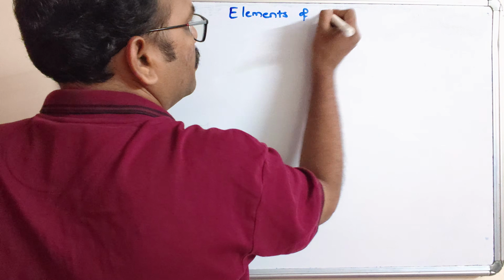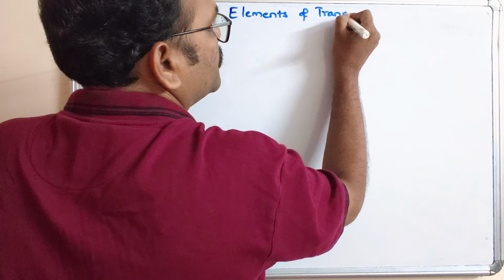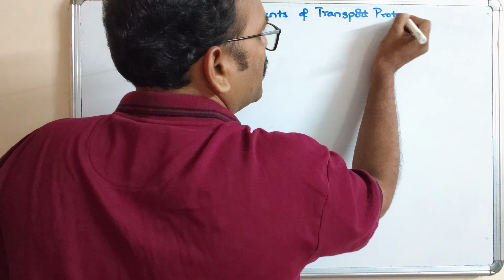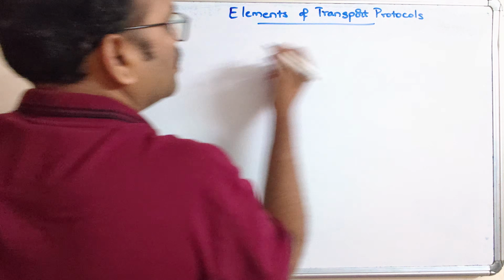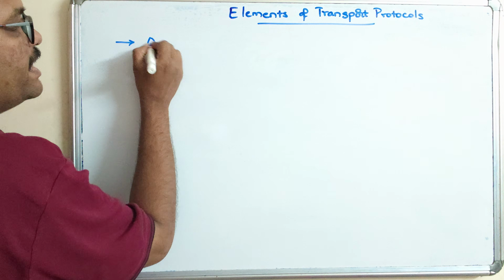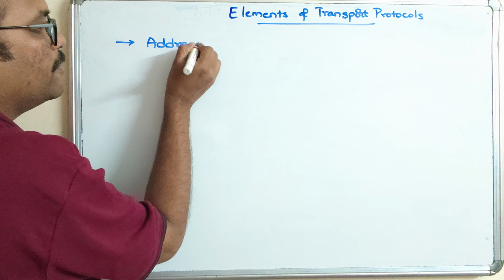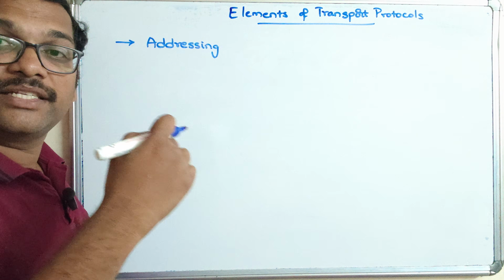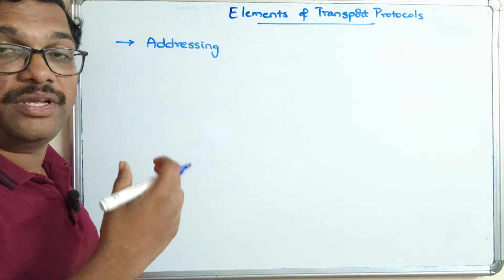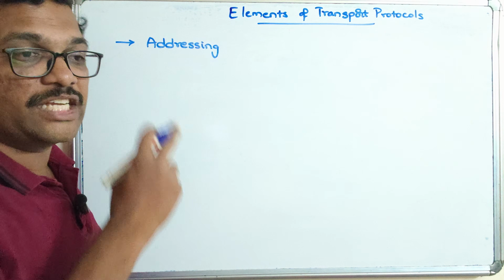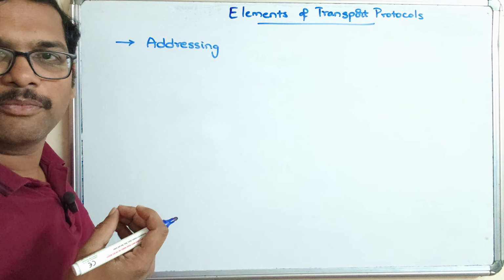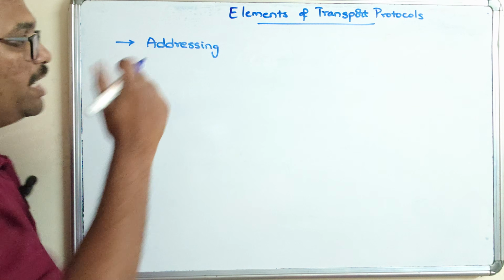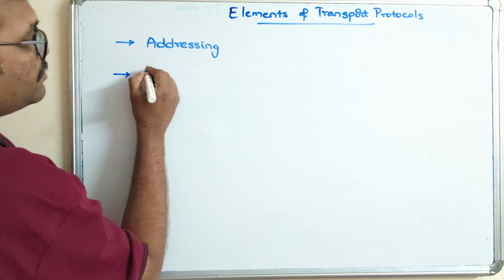Elements of transport protocol. First I'll list out all the elements, and then we'll see what is what. The first one is addressing. That means the data should reach exactly the target application. Here we said one of the services of the transport layer is process to process communication, so the data should be shared to the correct application. That is important.